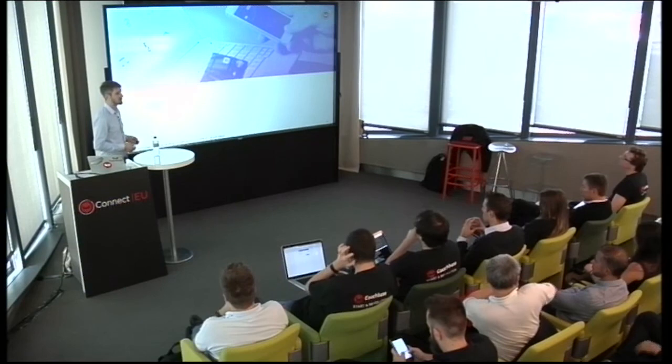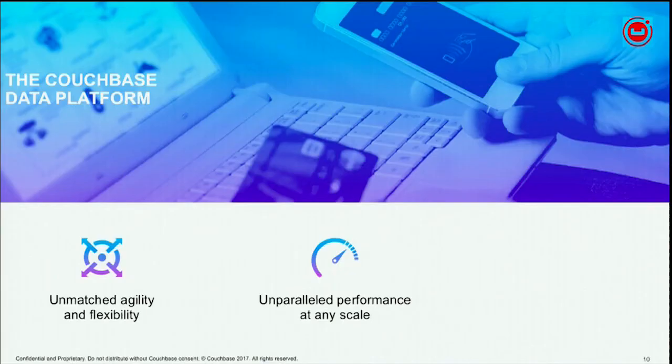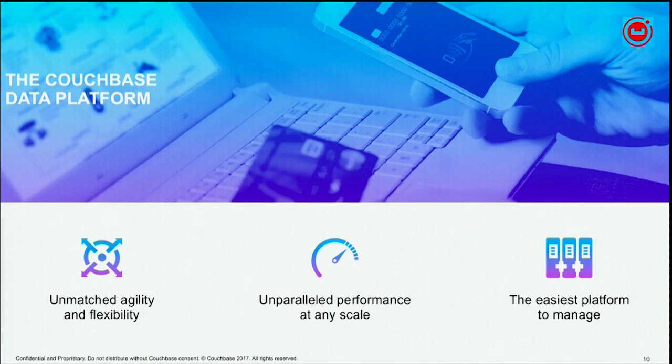So if we look at the Couchbase Data Platform, we go back to those three key pillars. We're talking about unmatched agility and flexibility. So that's both at a development level from a data modeling and support for JSON. It's also at an operational level, being able to scale and change topologies, deploy onto a variety of different platforms.